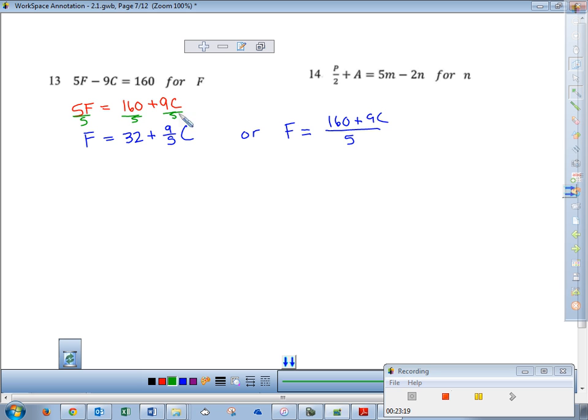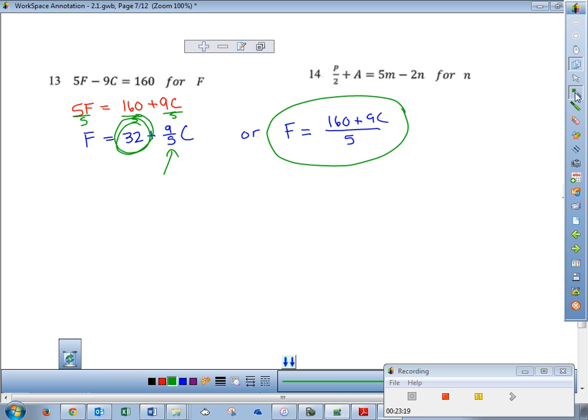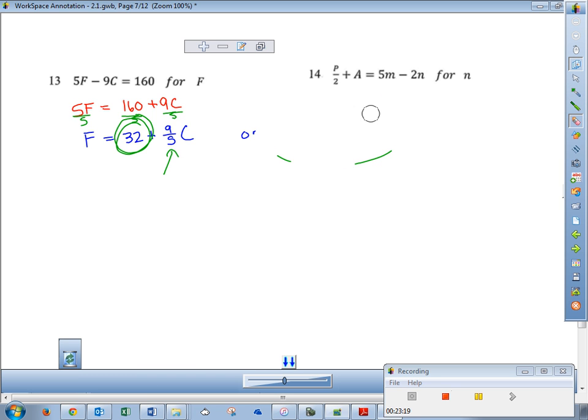It's 32, right? You can also type it in this way. The whole thing was the red 160 plus 9c all over 5. It'll accept either answer. But I don't know in science class how much you change Celsius into Fahrenheit and etc. You know anything about that number? What's so great about 32 degrees in Fahrenheit? That's freezing, you know, that's why Celsius is like this, that 32, and there's a rate of change of 9/5 between those. Okay, 14, solving for n, real simple.